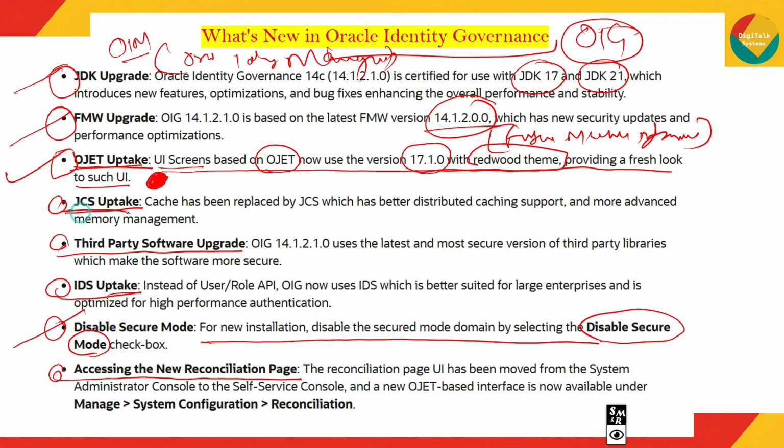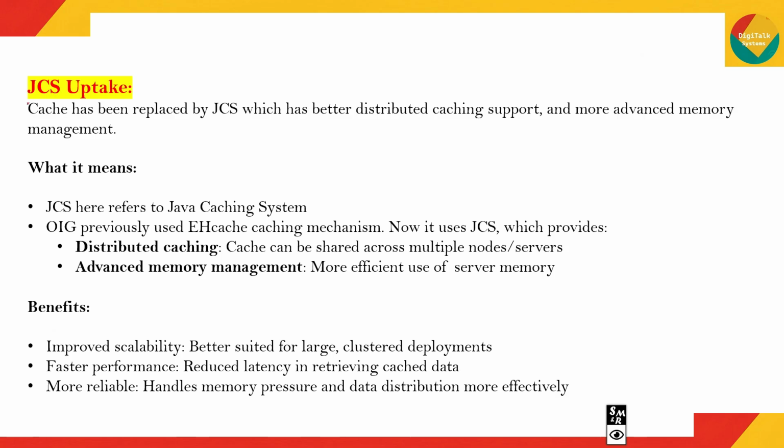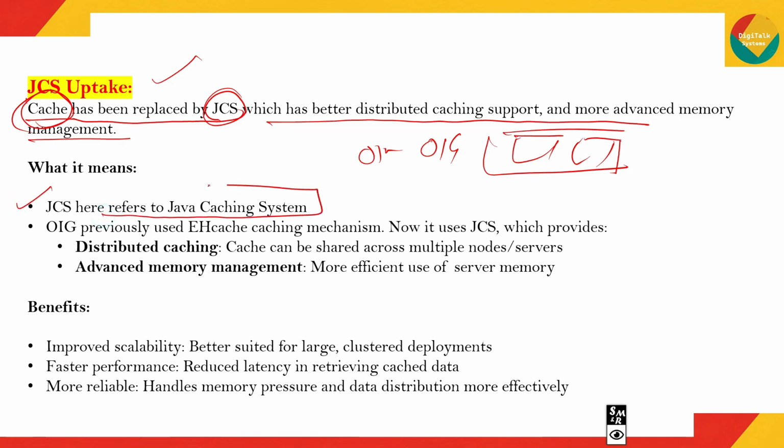Now, what is the JCS uptake? The cache has been replaced by JCS, which has better distributed caching support and more advanced memory management. When we deploy Oracle Identity Governance or OIM in a clustered environment, it utilizes the cache to improve overall performance. JCS here refers to the Java Caching System.